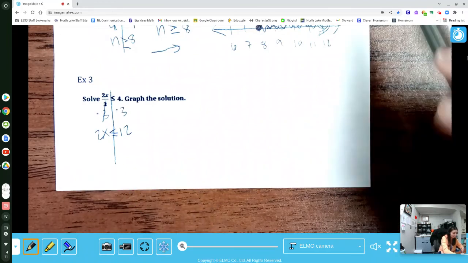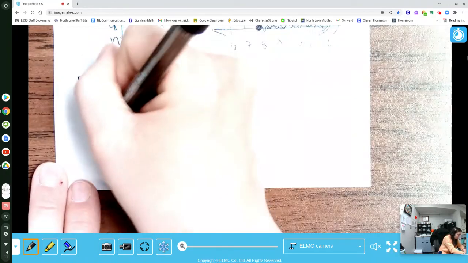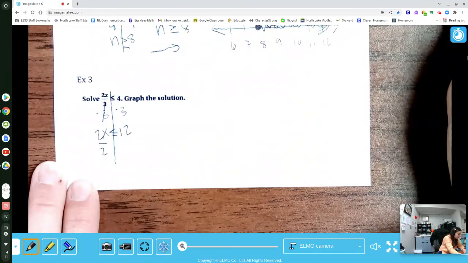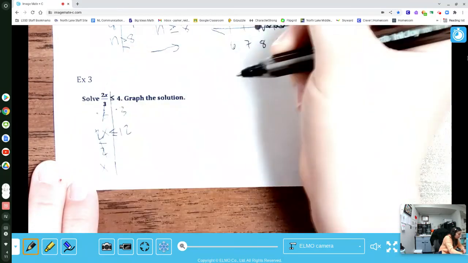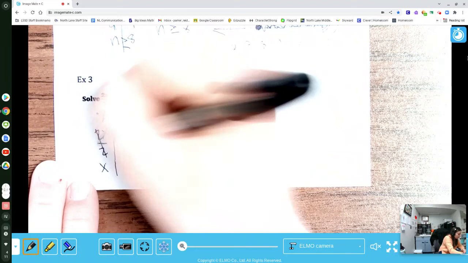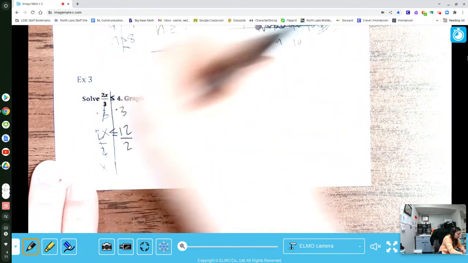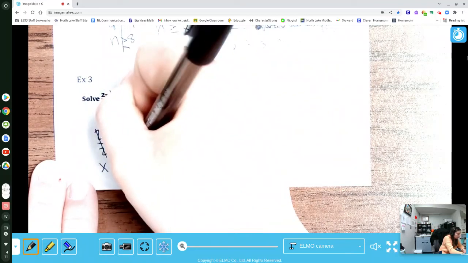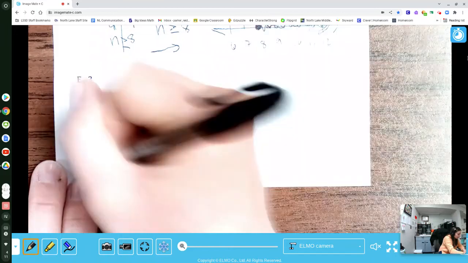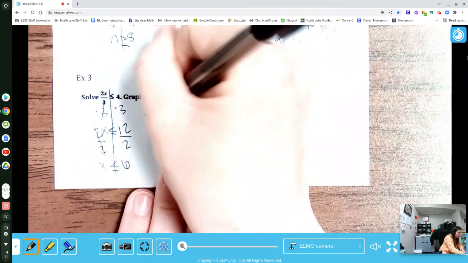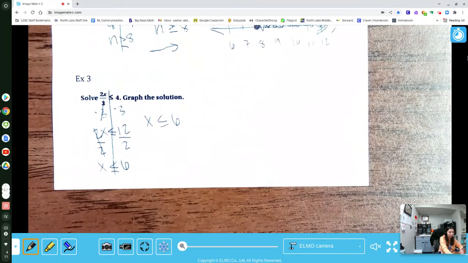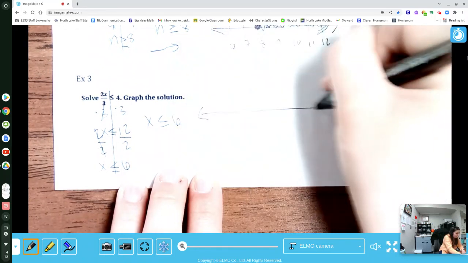2x, that means 2 times x. To undo multiplication, I'm going to divide by 2. Times 2 divided by 2 undo each other, leaving only x left over. But whatever I divide one side by, I need to do the same to the other. 12 divided by 2 is 6. And then we'll copy our same symbol in between. So we get x is less than or equal to 6. This just means as long as x is anything that is equal to or less than 6, our inequality will be true. Now we're going to go ahead and graph our solution.